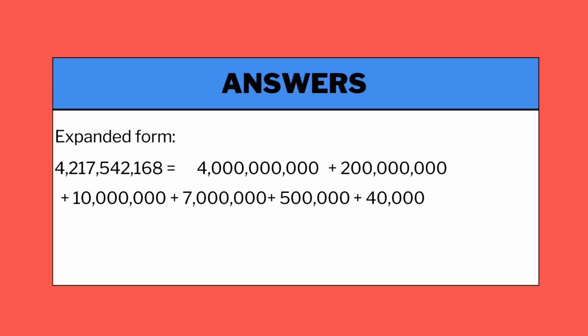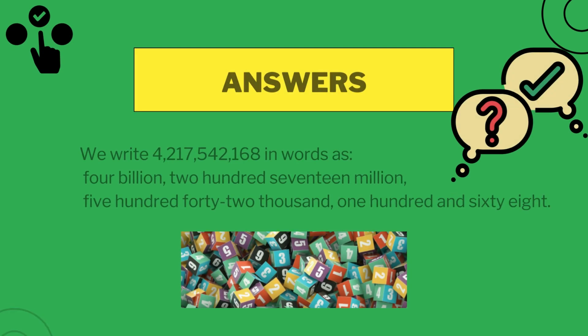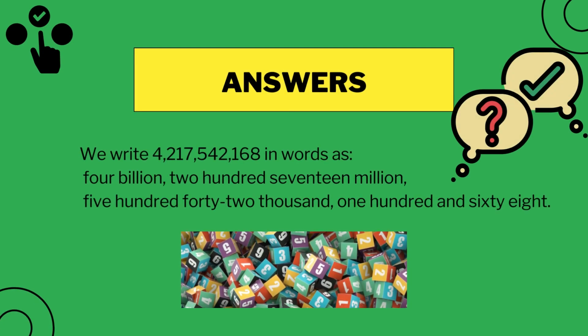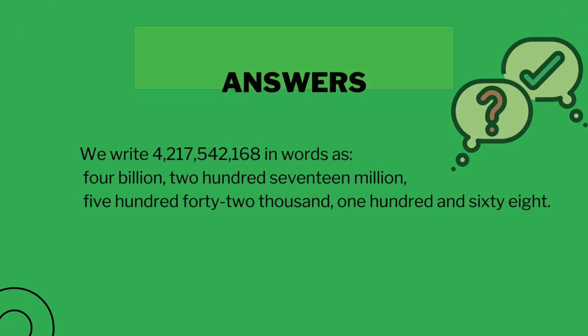The next digit is 4, which is 40,000. So there must be 3 zeros. Then the next digit is 2, so that's 2000. The next digit is 100. Then 60 and finally 8. We can also write this number in words as 4 billion, 217 million, 542 thousand, 168.